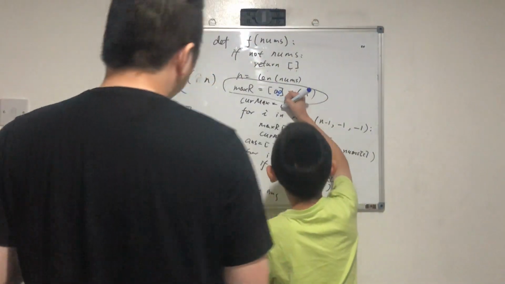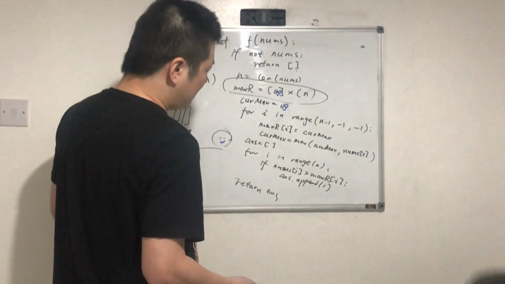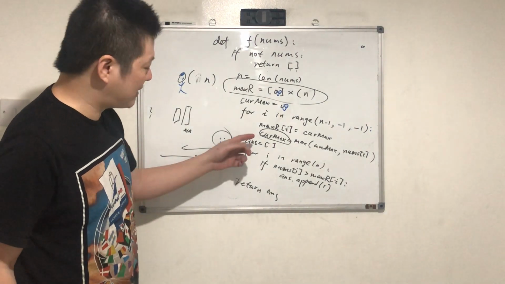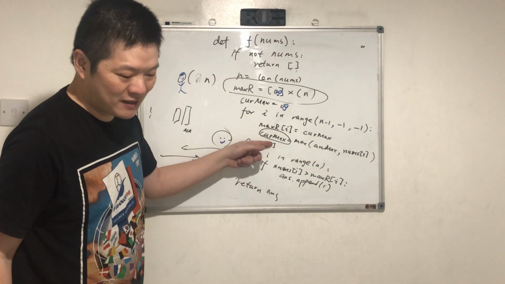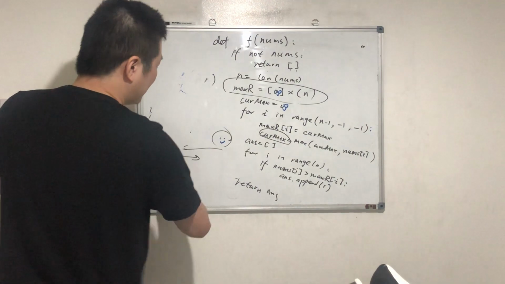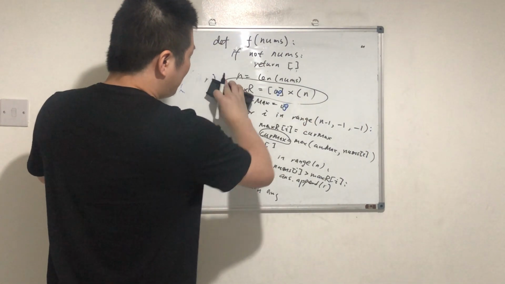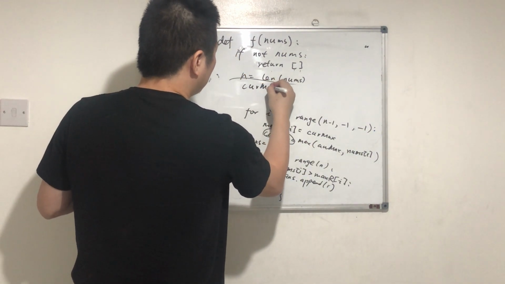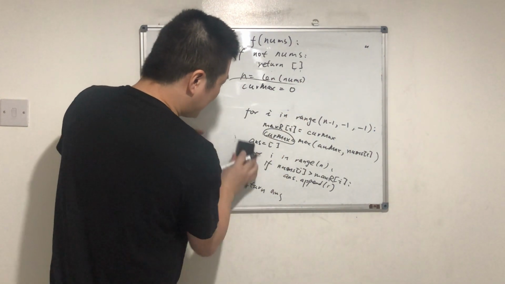Can we just do it on the go? Because look, current max is the max right. We can just use it here. So how can we do this? We use current max, and then we don't need this array. So current max equals zero.